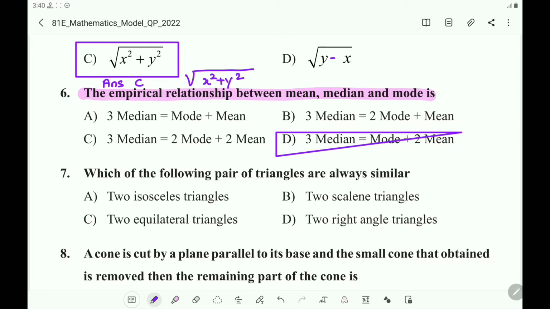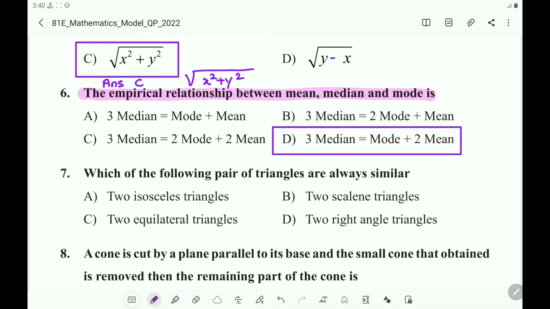Option D is the answer: 3 median equals mode plus 2 mean. So you take option D. What is that? 3 median equals mode plus 2 mean.